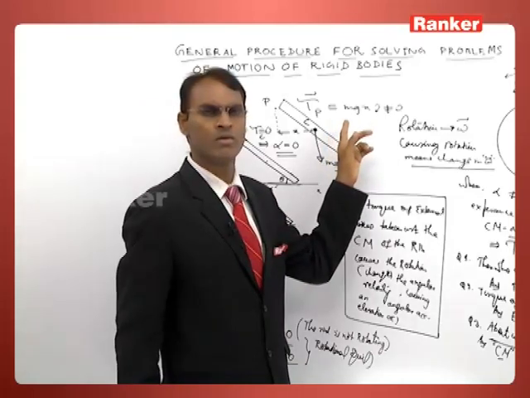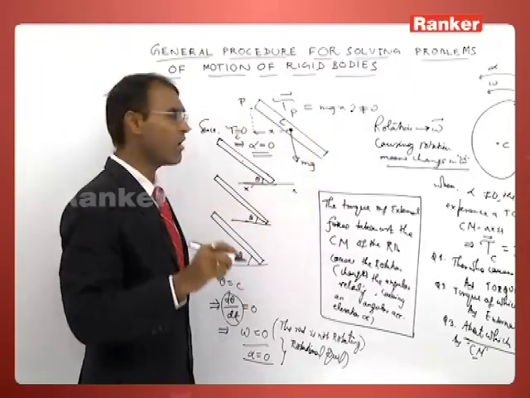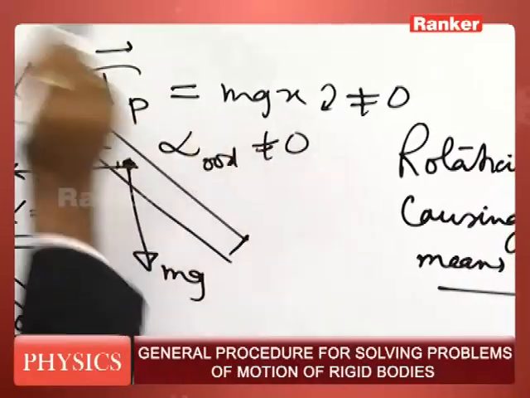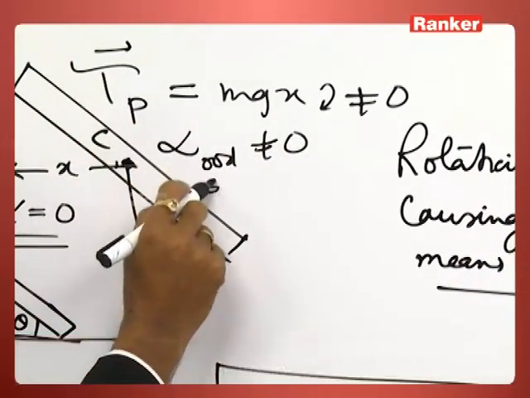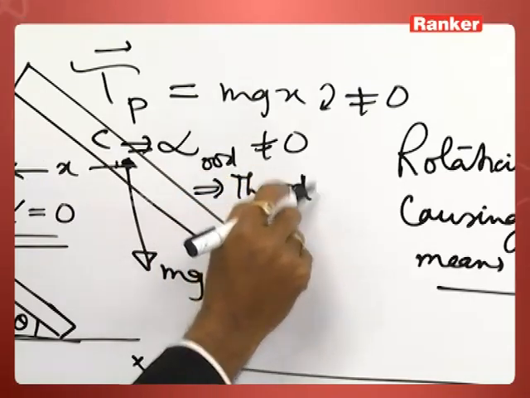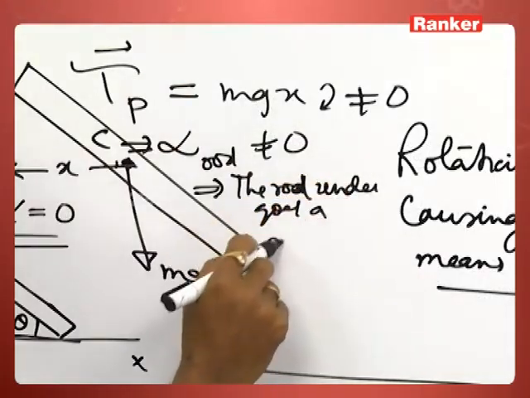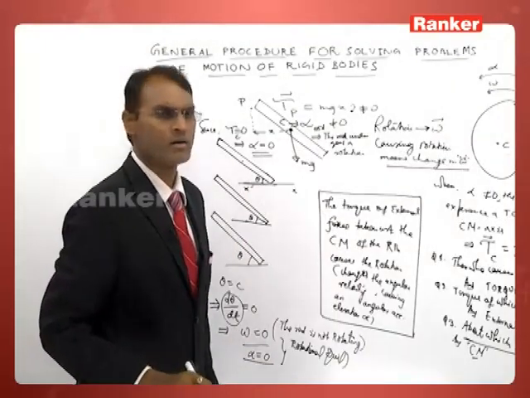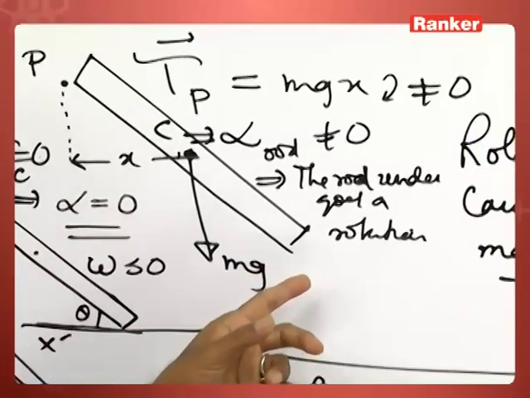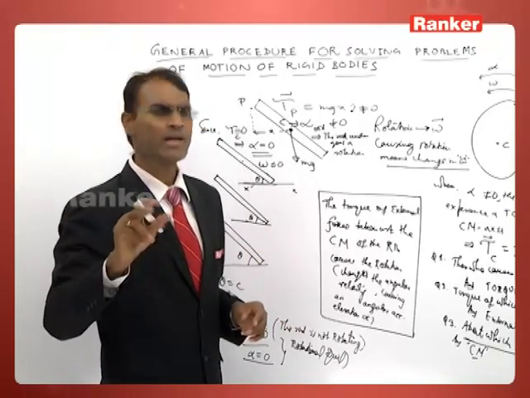So, if you conclude that since the torque about this point experienced by the rod is not equal to 0, alpha of the rod is not equal to 0, therefore, if you wrongly conclude that the rod undergoes rotation when the initial angular velocity of the rod is 0, this mathematics gives us a wrong idea that the rod will sooner or later attain some angular velocity.